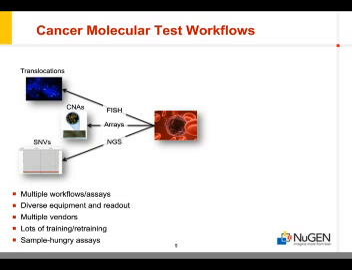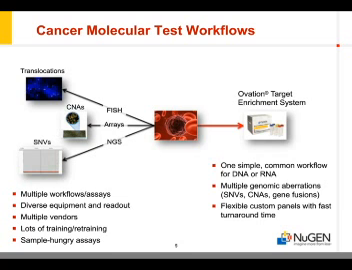The NuGen Ovation Target Enrichment System makes available a single low-input workflow that can provide information on multiple aberrations, including mutations, CNVs, and gene fusions. This approach can greatly accelerate the time and significantly reduce the effort required to get to biologically and clinically relevant data.